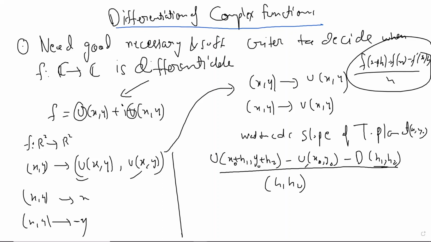Remember, we are not doing C to C functions right now. We are doing R2 to R, because that's the first step towards understanding C to C. Deciding whether a function from R2 to R is differentiable is relatively easier, and then with some more conditions that will help you to decide differentiability for functions from C to C as well. So that's fine.